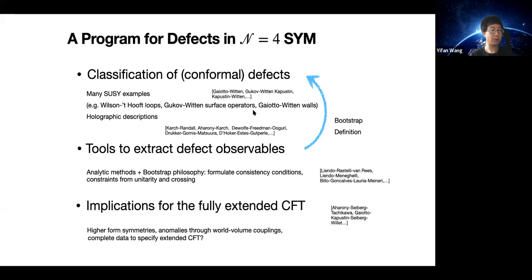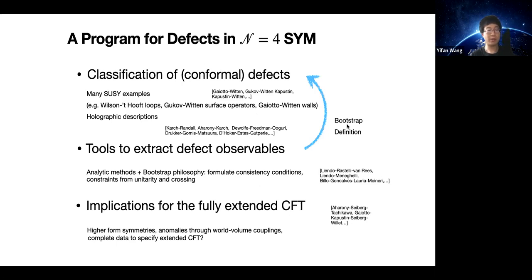Second, one would like to develop efficient tools to extract defect observables. On one hand, we would like to have some analytic methods that will allow us to solve for the new defect structure constants. Second, we potentially want to combine this with the bootstrap philosophy, namely to formulate consistency conditions on these defect observables and explore general constraints from unitarity and crossing. And this bootstrap approach also potentially gives another definition of defects as solutions to some bootstrap consistency conditions.